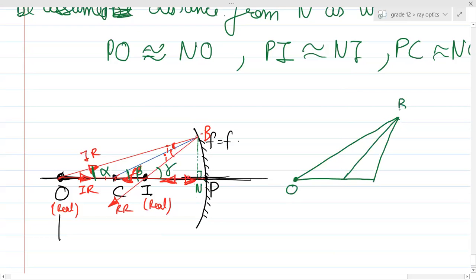O B C I, and this will be N. This angle is alpha, this angle is beta, and this angle is gamma. Can you see over here? Angle I, this image is making gamma, object is making alpha, and center of curvature is making beta. Guys, just give me 2 minutes here.